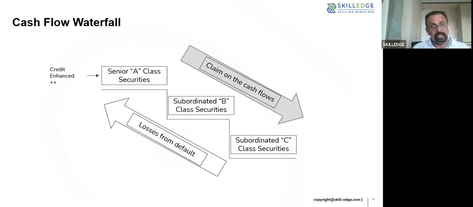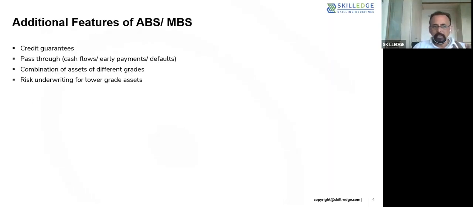That kind of arrangement can also be done. Not necessarily that the cash flow is like this in every case, but it can also be a part of the agreement. This is what is called cash flow waterfall. Credit guarantees I have mentioned are pass-throughs. The cash flows can, as they come, be passed on after deducting the administration charges, etc.